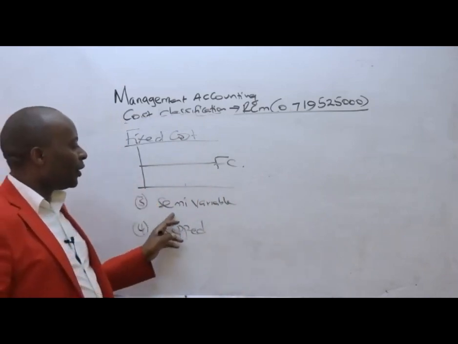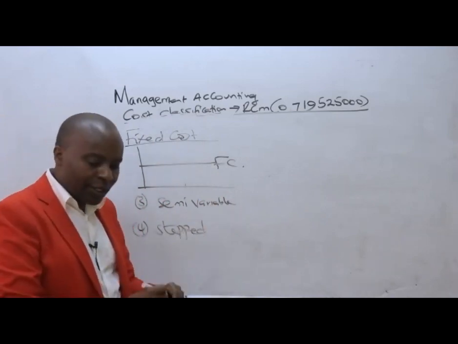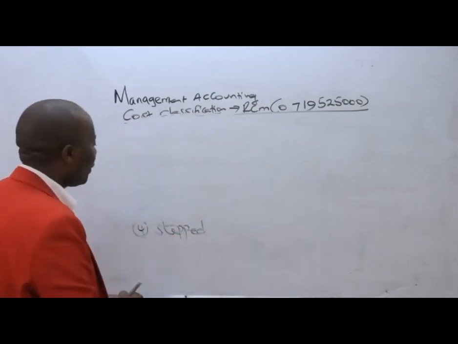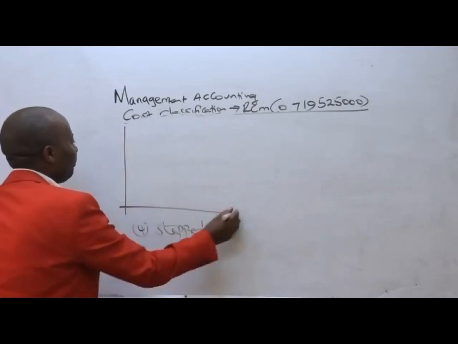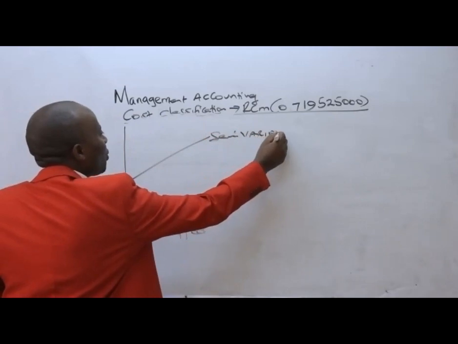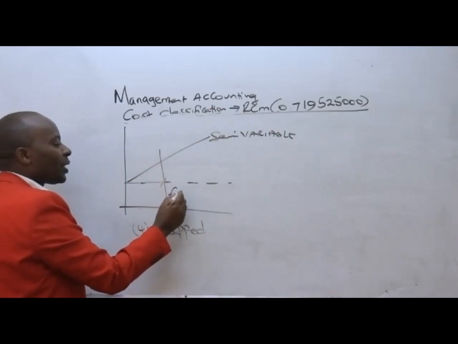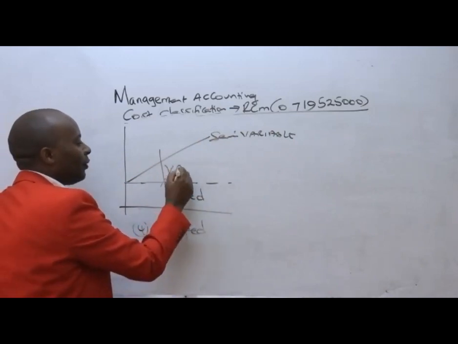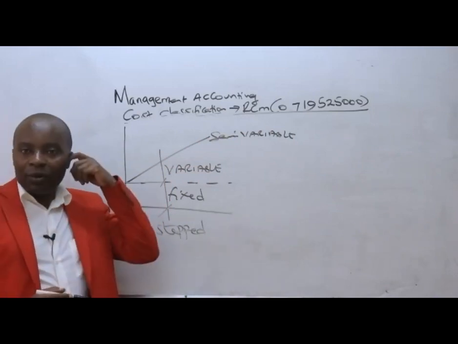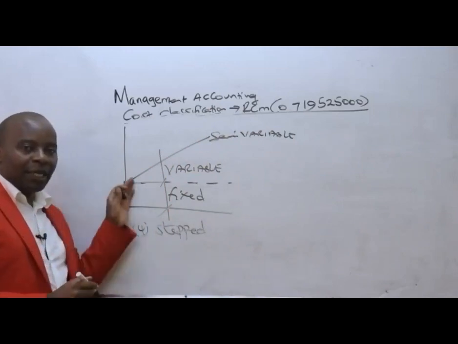Now from there, we have the semi-variable cost. Semi-variable cost, as the name suggests, ladies and gentlemen, this is how it will behave. Semi-variable costs are those costs that are partly fixed and partly variable. So you can see it's not beginning from zero here. It's beginning from a point up there.